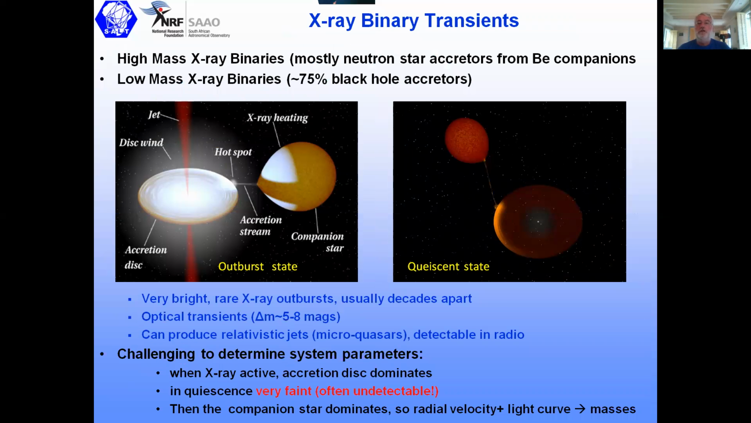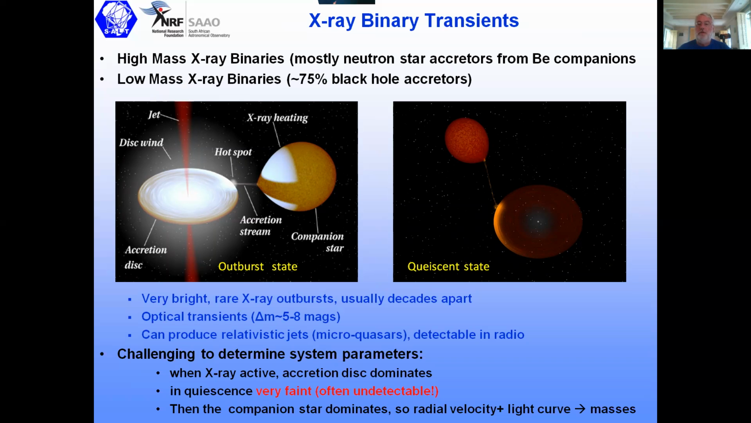So these include transients that are classified as high mass X-ray binary systems. These are mostly neutron star accretors, typically from B companion stars, and typically with quite long orbital periods. Then there's the low mass X-ray binaries, of which the transient systems are typically 3/4 of them black hole accretors. And these go through, obviously, outburst phases, state changes as the accretion rate changes.